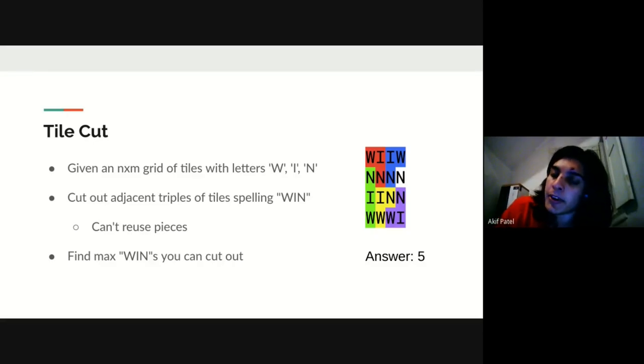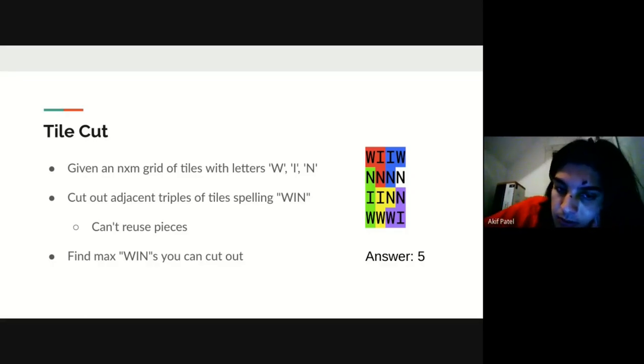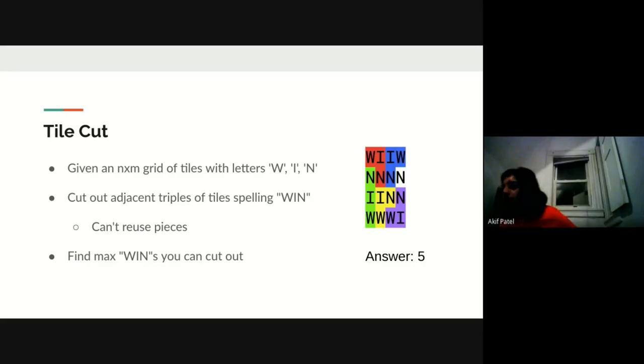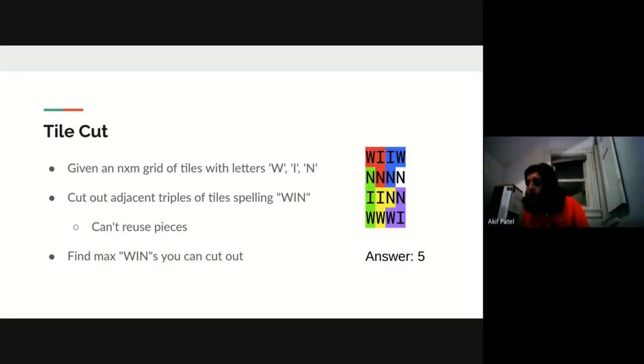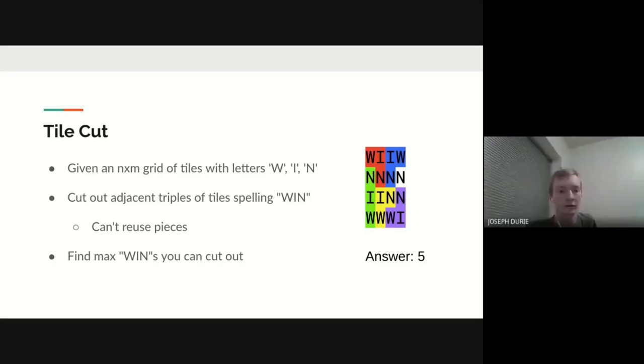So this one, we're done with the bipartite matching for now. So think about what flow graphs you can make. The structure of the graph is going to be kind of similar to the bipartite matching graph we had, though. Think about how you could modify that a bit to handle the WIN thing.